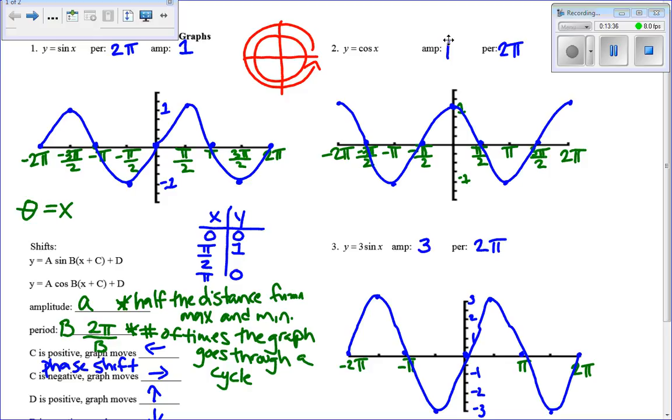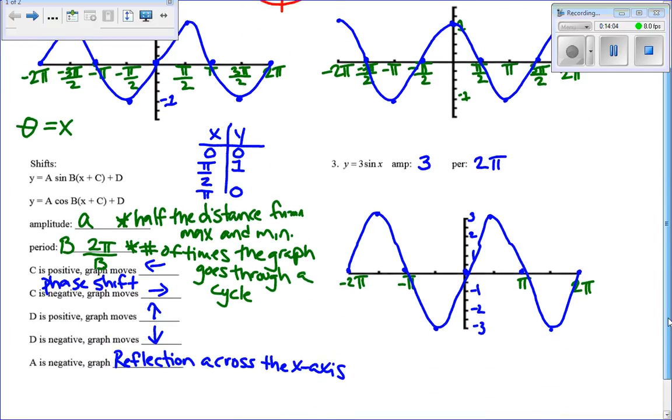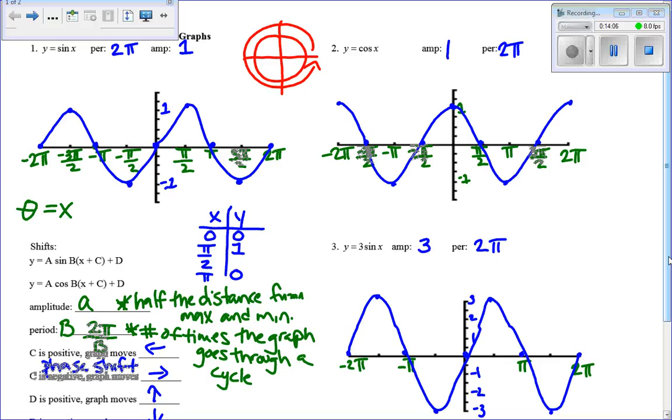Okay. All right. Parent functions of sine and cosine. Are we okay? Okay. Any questions? Good question. I'll pause it. When we continue on to the next one, we're going to get different shifts. So I'm going to flip over to your next page.